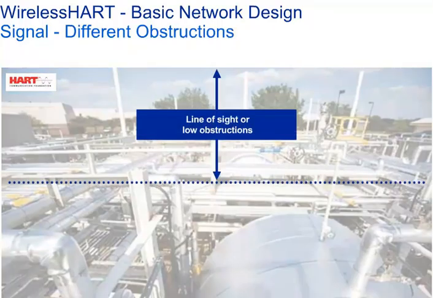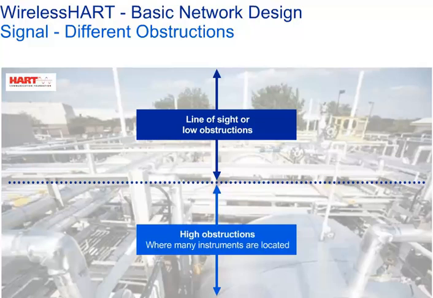Above the blue line is a line of sight or low obstruction environment. The WirelessHART signal could carry up to 250 meters if the devices are above all the piping, maybe a bit less if they are located in the upper pipe racks. Below the blue line is a high obstruction environment. In many plants, this will be where the majority of the devices will be located.